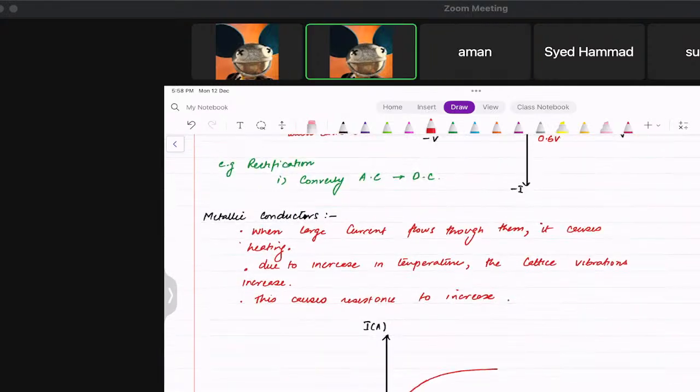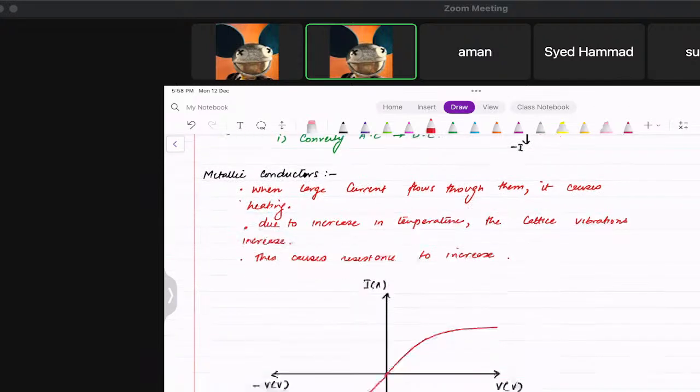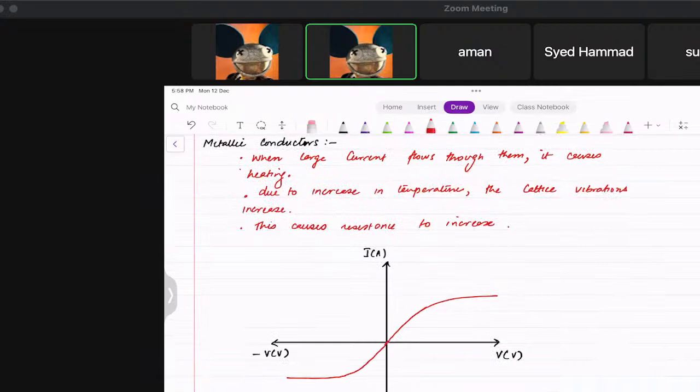Now metal conductors are a bit different. When there is a large current that flows through them, it causes heating, right? This causes the temperature to increase, and when the temperature increases, the lattice vibration within the metal also increases. These vibrations cause resistance to increase. That is the reason that after a while you can see the graph has a decreasing gradient, because it does not allow more current to flow because the resistance is too high. Understood? Yes, I got it. Okay.